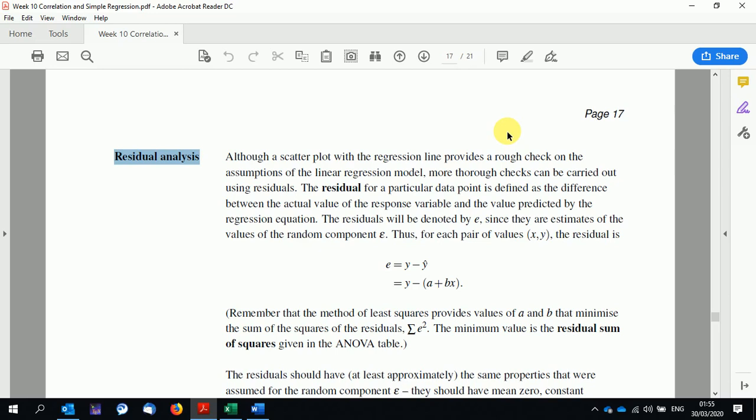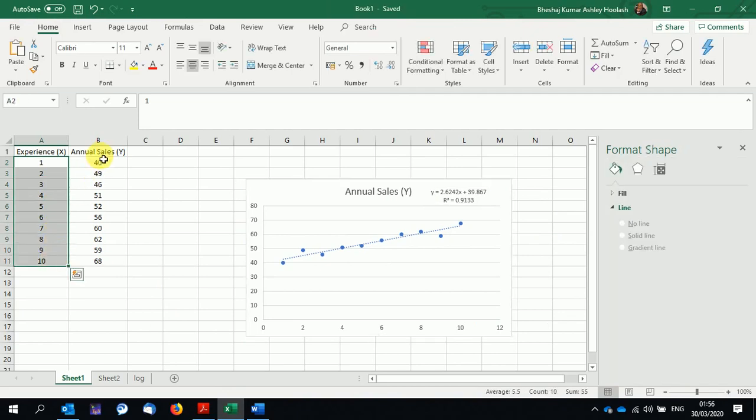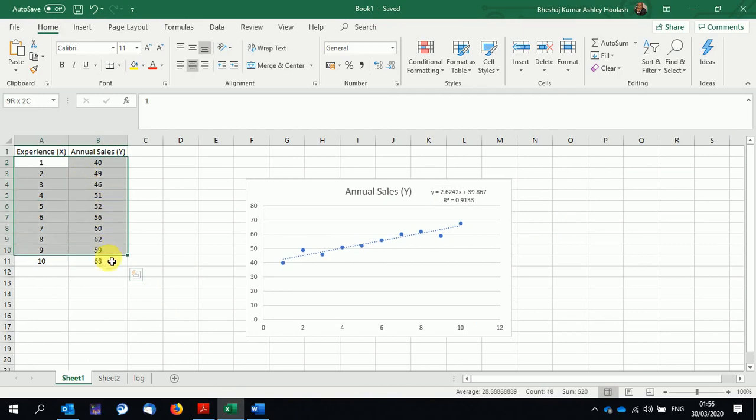Let me try to put that in context. Let's take this example. This is the example with years of experience and the annual sale by student, right? Now, how do I get this data? I've chosen one arbitrary person who had 1 year of experience, and that's the annual sale. Let's say that person's name is Ashley.